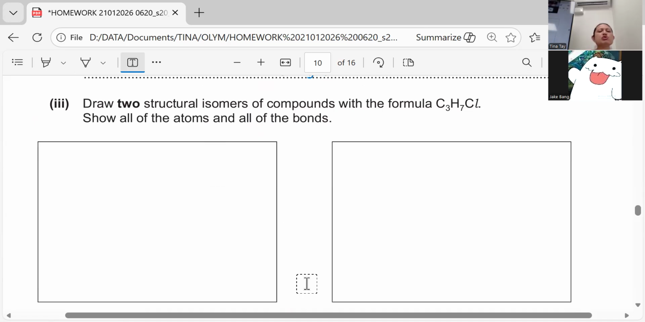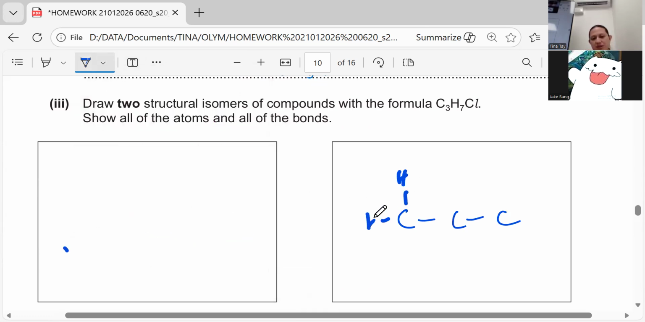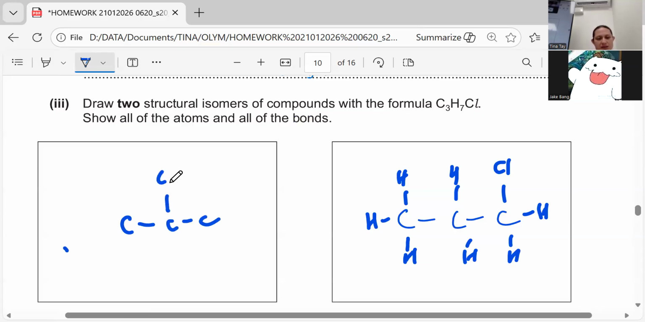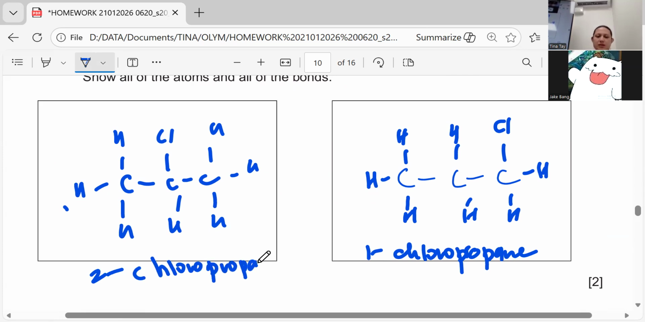Two compounds, two structural isomers. You have to draw C3H7Cl. You can draw the Cl on the first or the second carbon. So one chloropropane and two chloropropane. This one is one chloropropane. This one is two chloropropane. Do you get it?